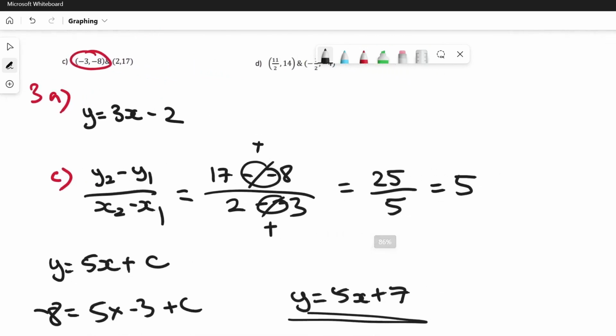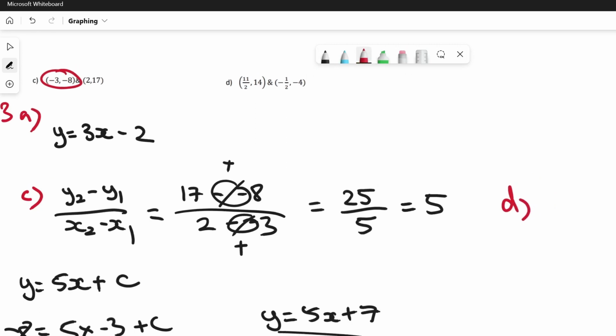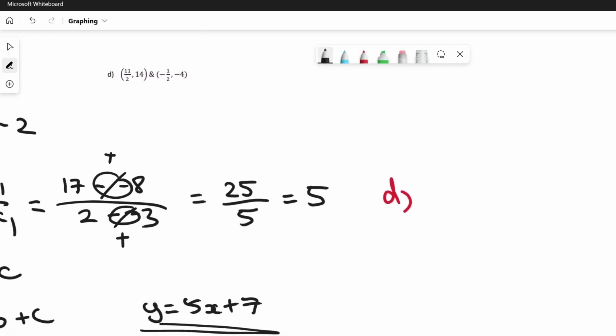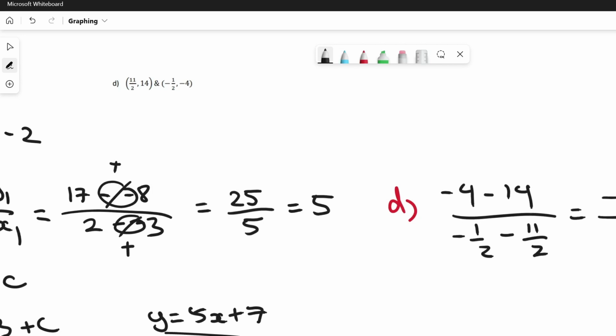Alright. So now let's do D. Very similar process. The 2 points, first thing we do is work out the gradient. So y2, -4 minus 14, over -12 minus 11 and 2, equals -18 on -12 and 2. The -12 and 2, I'll just write it down, -12 and 2 is the same as -6. So -18 over -6. The gradient is 3.